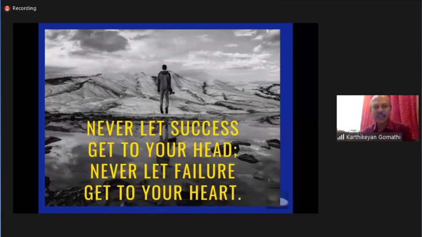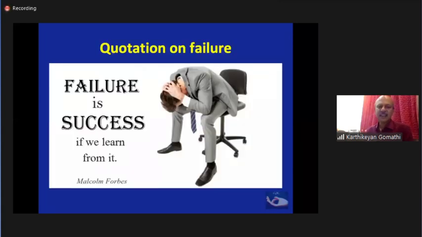Then we come to the next part called failure. Never let success get to your head. This is a major procedure. Once you get a success, it tends to get to your head. But you should never let success get to your head. And at the same time, most important, never let failure get to your heart. Don't get depressed. See what is next. Failure is success if you learn from it. Always learn from it. It is not a failure.